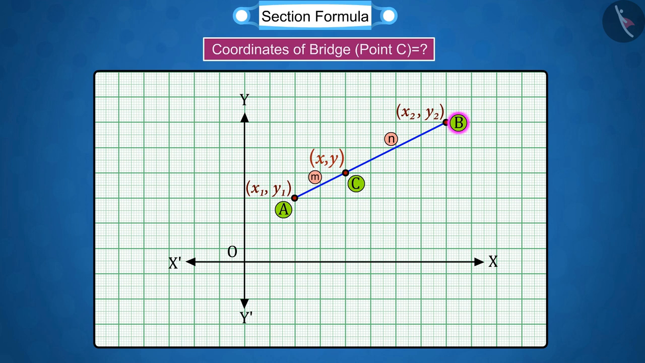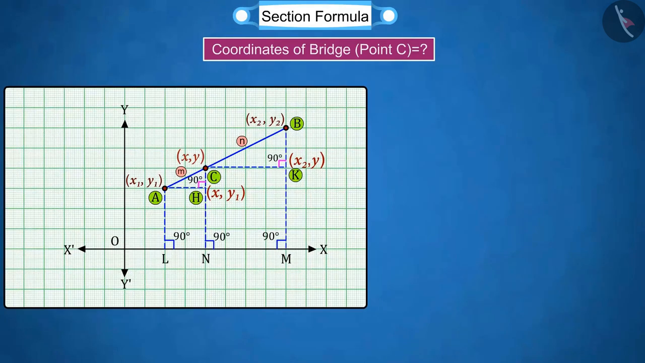Now points A, B and C on line ACB, let's draw perpendiculars AL, CN and BM and draw perpendiculars from point A on CN and point C on BM, which is like this. AL is perpendicular to OX, BM is perpendicular to OX, CN perpendicular to OX. And from point A and C, AH and CK perpendicular to CN and BM respectively, where the coordinates of point H are x, y1 and of K are x2, y, which are presented like this.